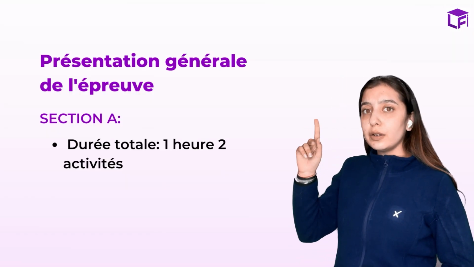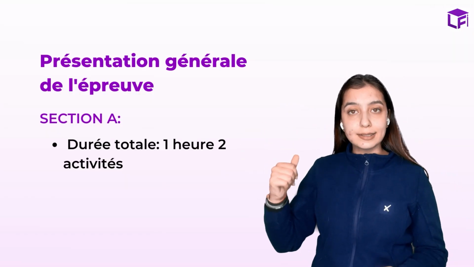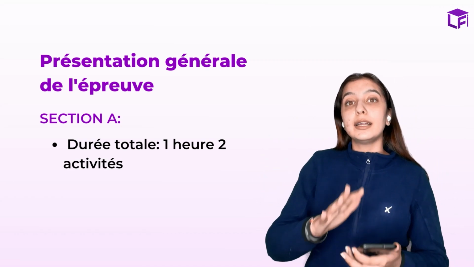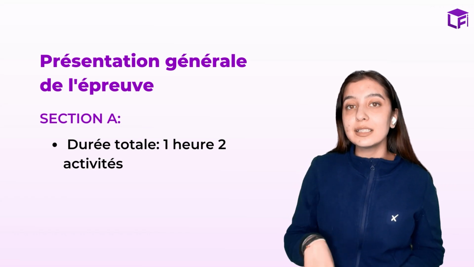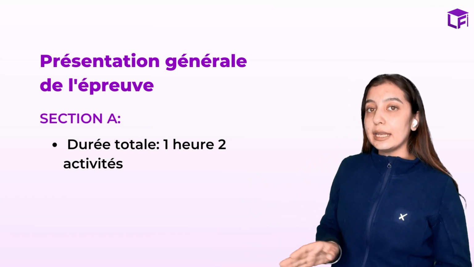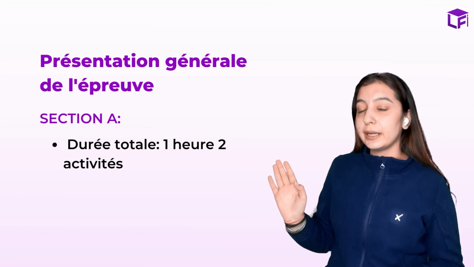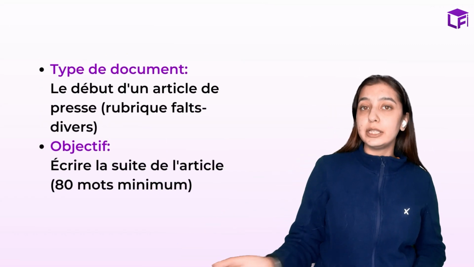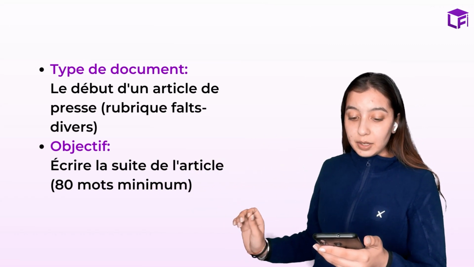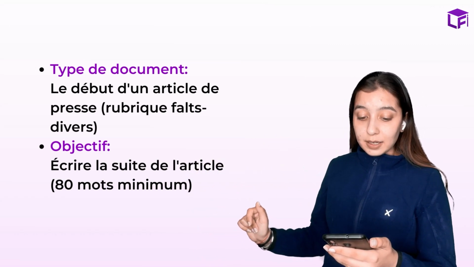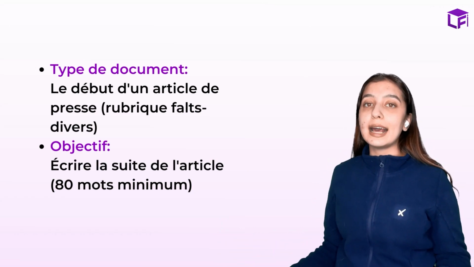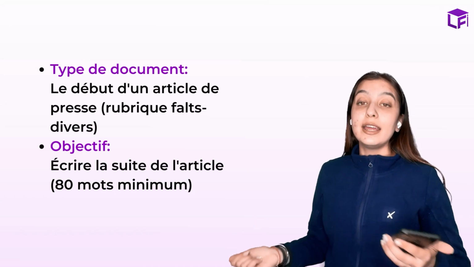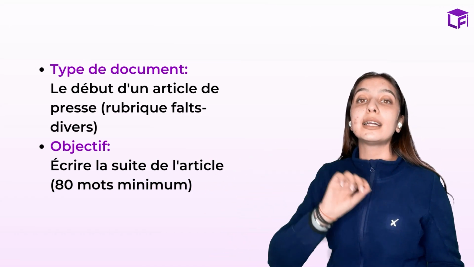We have the Présentation générale de l'épreuve. Let's discuss section A first. In section A, you have in total only 20 minutes to complete it. Here are a few types of questions that you will get, like articles from the newspapers or any newspaper story that you need to continue further. The type of document is le début d'un article de presse, and the objective is to continue that story.